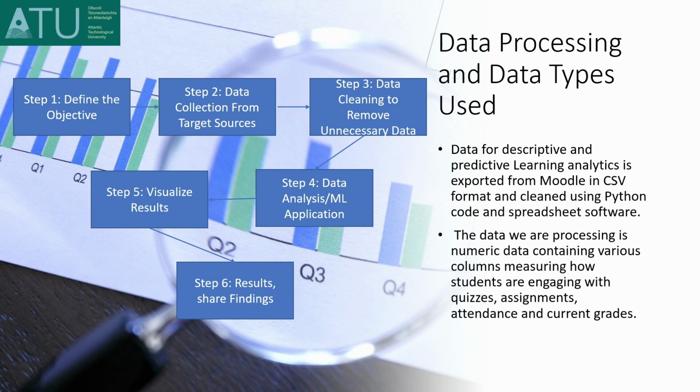There are 6 key steps which we are taking in this project. The first one is defining the objective, which is to better understand our students and also to be able to predict changes in patterns as regards how our students are interacting. The second step is collecting data from various sources, but the primary source for now is the Moodle learning platform. We can also collect data from Microsoft Teams and other learning platforms which our students engage in.